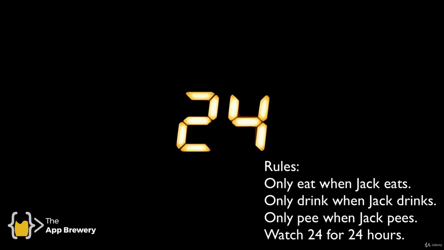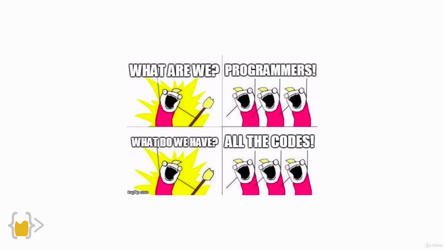So a little while ago, I had a 24 party and I invited some people, and those people invited some people, and before you know it, I've got a massive guest list to manage. So, what's the obvious solution? Well, code, of course. We're programmers, we have all the codes.